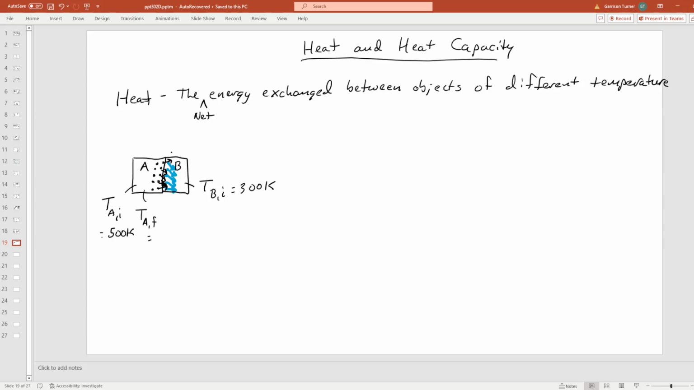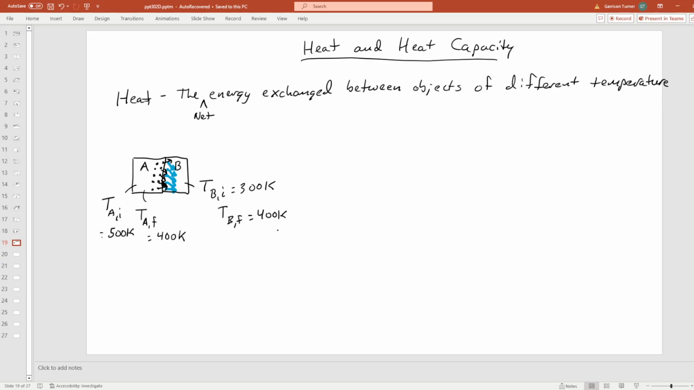If we assume these blocks have the same amount of mass, especially if they're the same substance, like two steel blocks or bronze blocks or wooden blocks, then the final temperature would be the average of the two. So block A would cool down to 400, whereas block B would warm up to 400. And what this means is that there is net energy transferred from A to B.